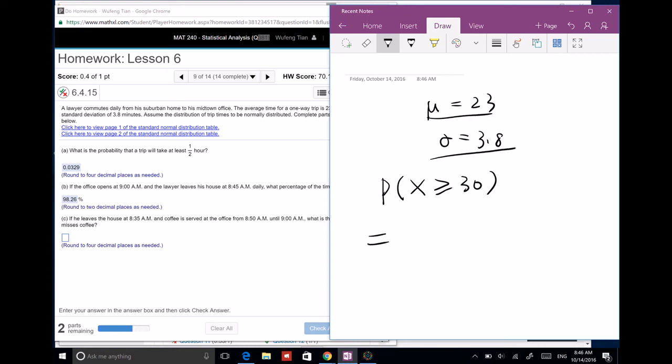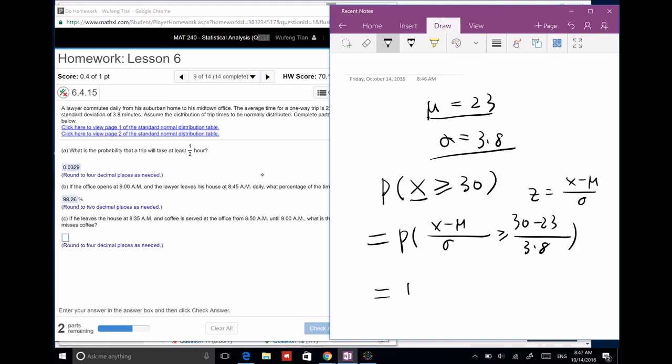This is mu, this is x, and this is sigma. So you use the formula z equals x minus mu over sigma. So what do we need to do? P of x bigger than or equal to 30. Your formula is x minus mu over sigma, so plug it in: 30 minus mu, 23, over sigma, 3.8.